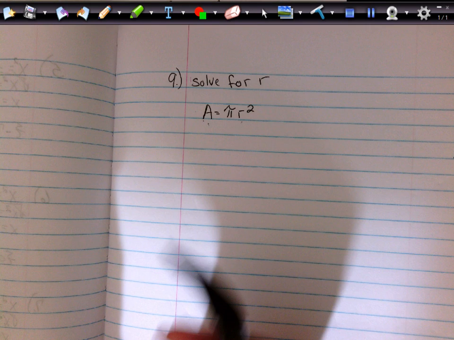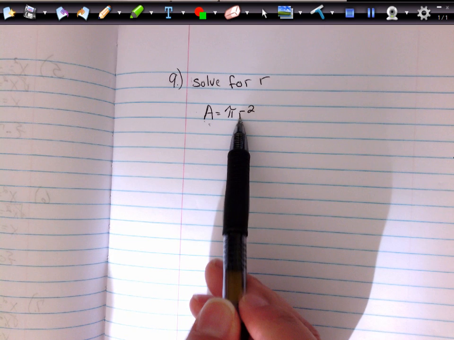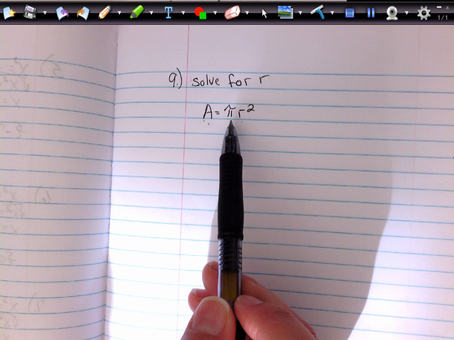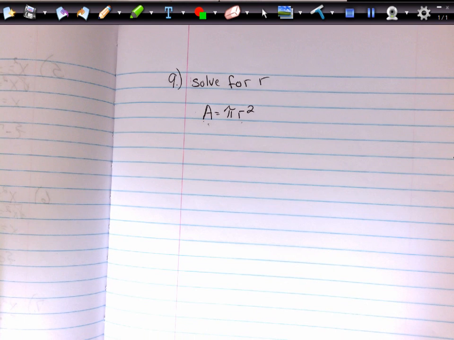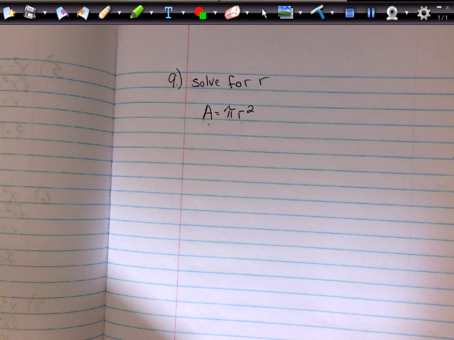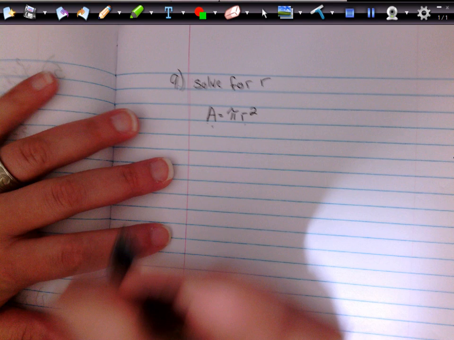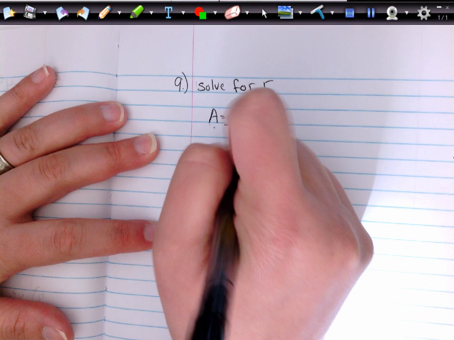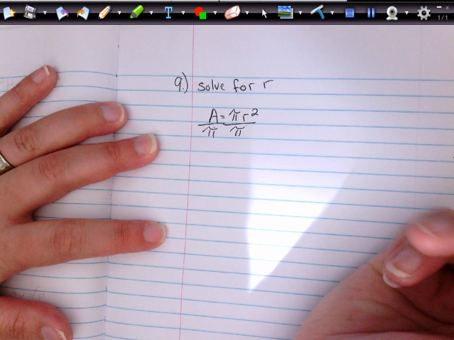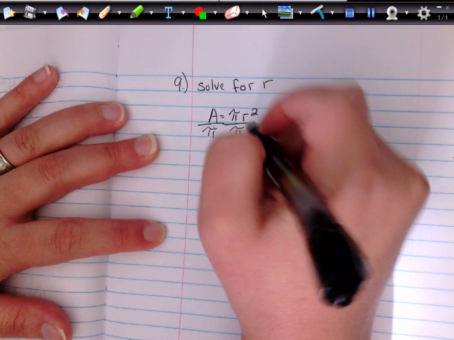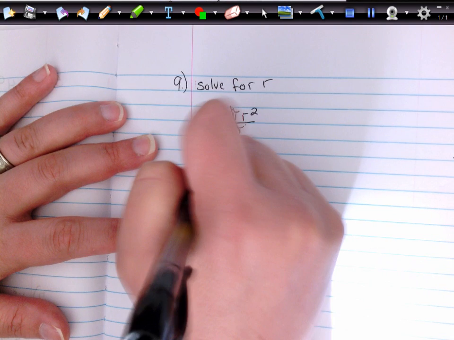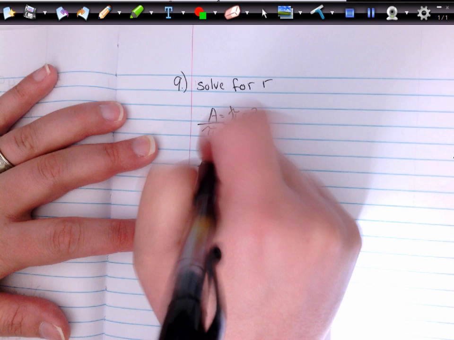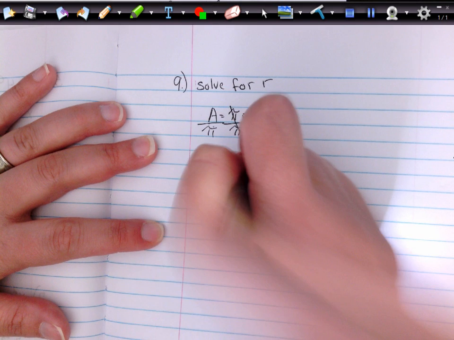So we're going to look at the r and say what's around the r. Well, one, the pi is in front of the r, and the r is being squared. So we have to move the pi and the squared. We're going to move the pi first since it's not being squared. So we're going to divide both sides by pi, just like we would if it was 2r squared, we would divide by the 2. We're going to say A divided by pi equals r squared.